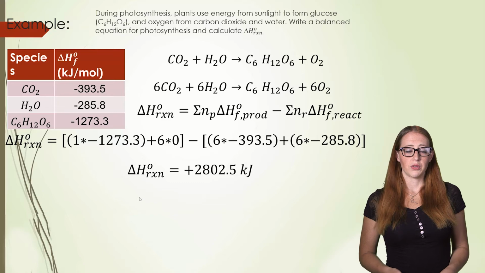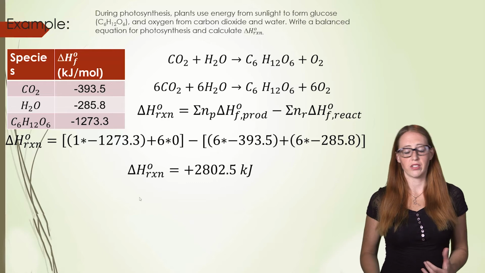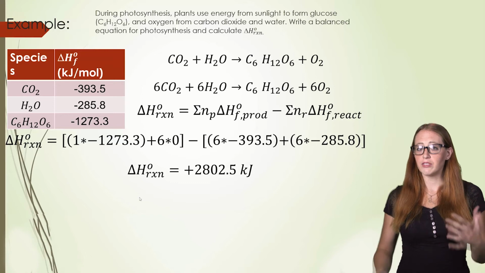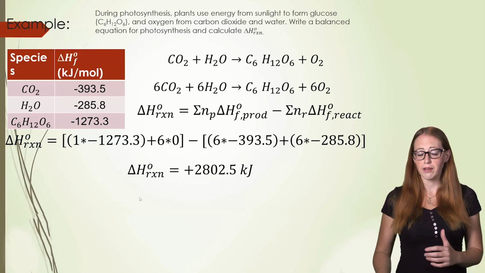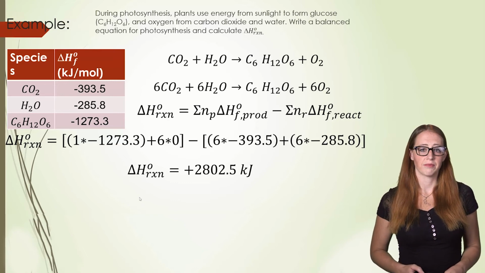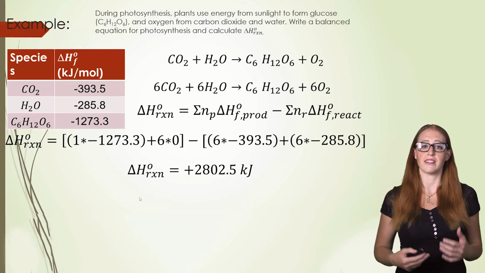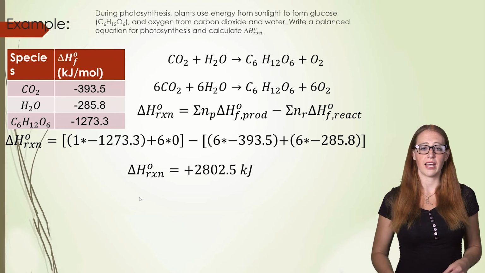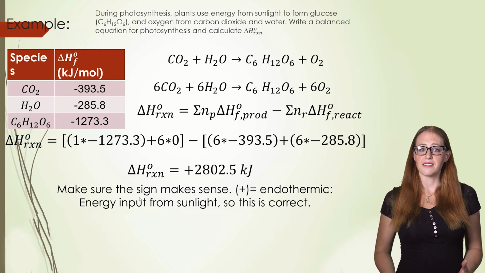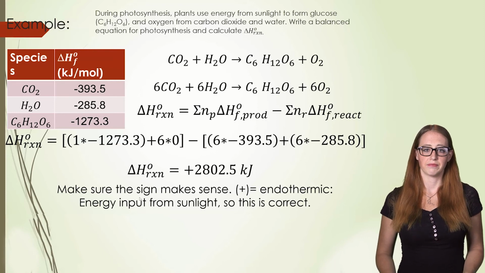So we have 2,802 kilojoules. Now let's check this out and make sure that our sign makes sense. Because anytime you do one of these reactions where you have a feel for whether it is endothermic or exothermic, and you have a feel for whether it is absorbing energy or releasing energy, you want to make sure the sign makes sense. This is photosynthesis. So we know that it's taking in energy from the sun to make this happen. So we know that it's going to be an endothermic reaction. We would expect then that it's positive, and it is. So that tells us that it's likely we didn't make some sort of silly mistake that messed up our sign.